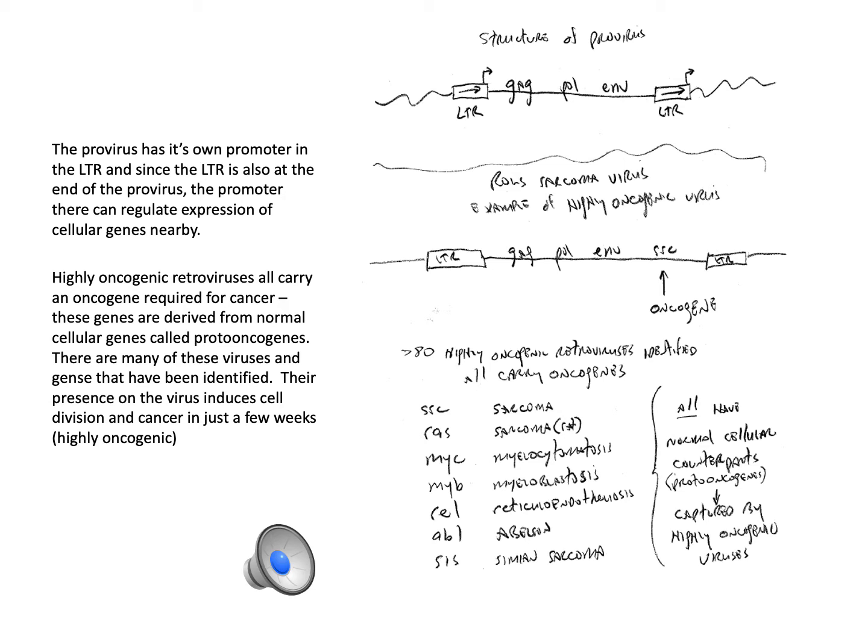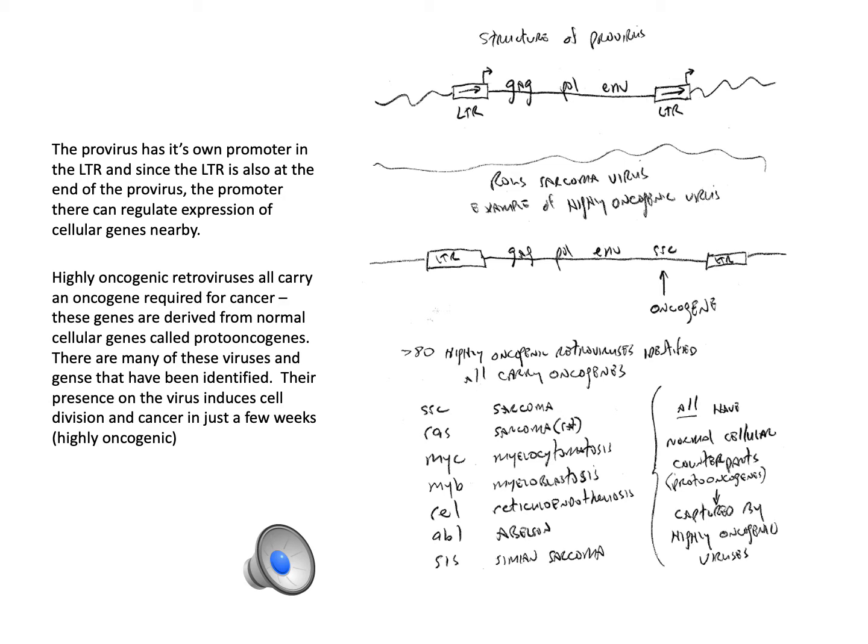But the way it's thought to have happened is that they were captured by the highly oncogenic retroviruses because of the way these things replicate and introduce themselves into the genome. And over time, they have picked up genes, modified them ever so slightly, in order to make the virus more effective at replication.